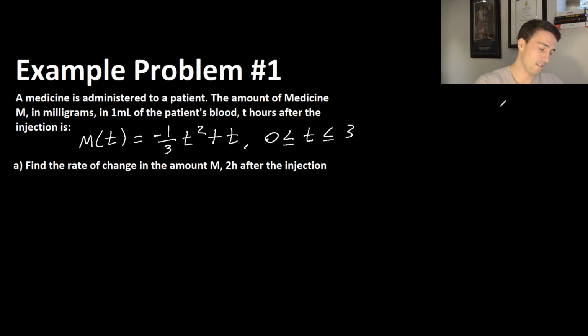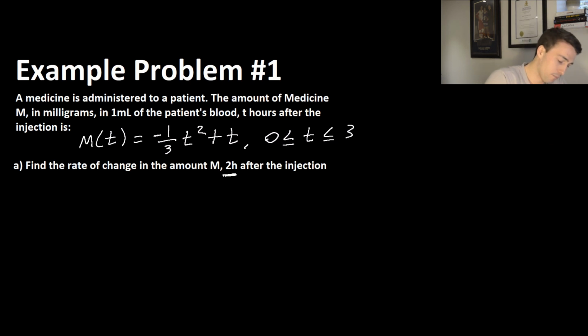Okay, so now we're doing our first example problem. It says a medicine is administered to a patient. The amount of medicine m in milligrams in 1 milliliter of patient's blood t hours after the injection is modeled by this function. M of t is equal to negative 1/3 t squared plus t, and that only exists between 0 and 3 hours. They say find the rate of change in the amount m 2 hours after injection. So again, this is when we're finding the slope, the rate of change, or the derivative, and then we're applying a certain time value of t equal to 2 hours and finding that rate of change.